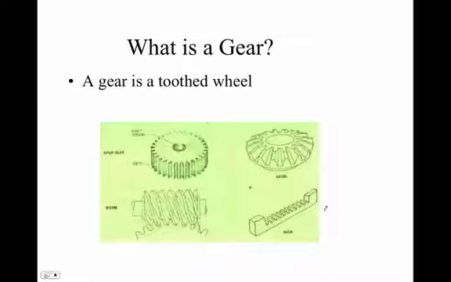So here are some examples of some different gears. This is called a bevel gear. This is called a rack gear. This is a worm gear. And these ones which are used most often are called spur gears.